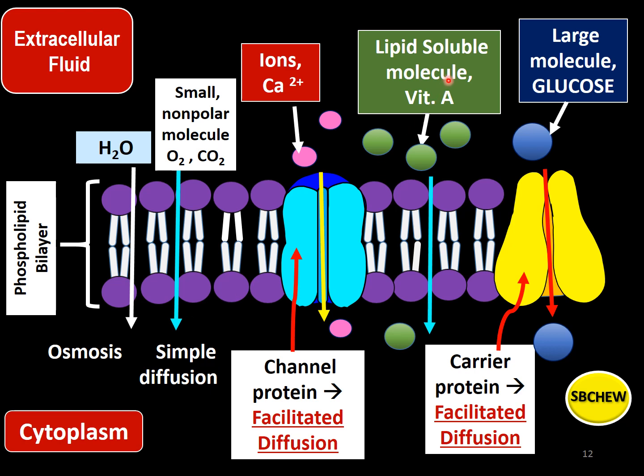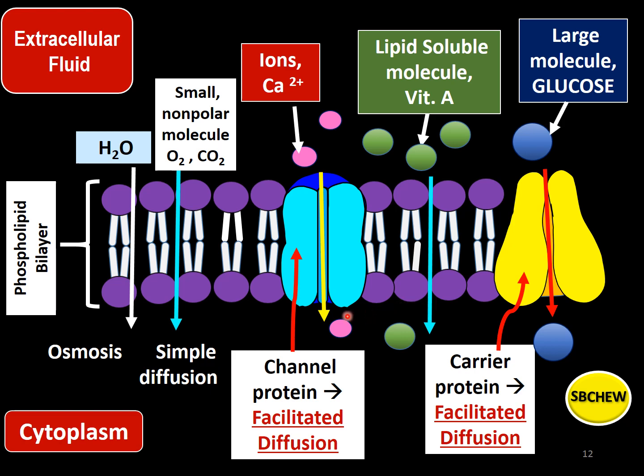Same too for the lipid soluble molecules like vitamin A, fatty acids, and glycerol. They also move through the phospholipid bilayer to get into the cells by simple diffusion. The process is called simple diffusion, and the method is they have to diffuse through the phospholipid bilayer. So all these are through the phospholipid bilayer, and the name of the process is simple diffusion, and for water is osmosis.